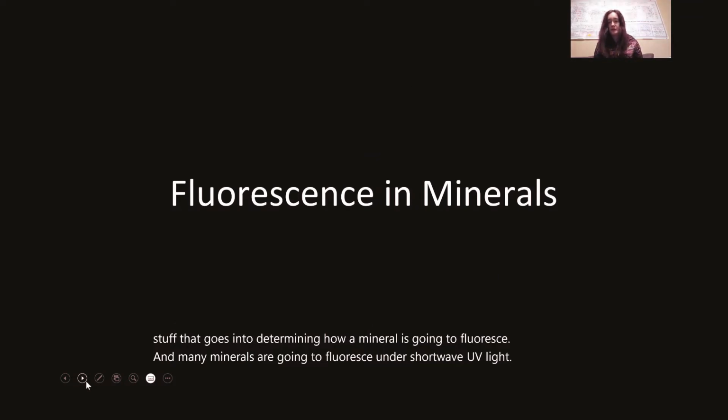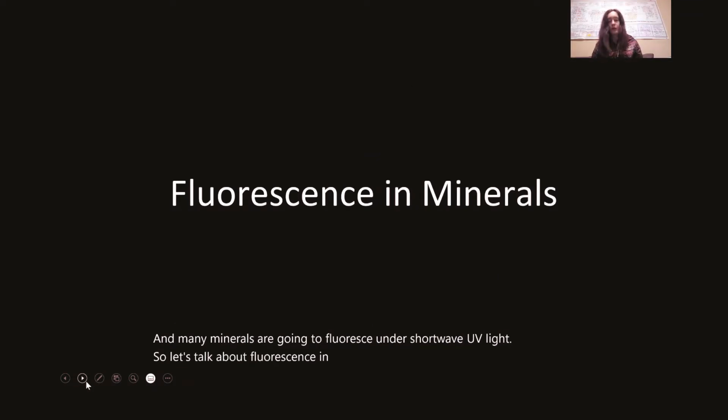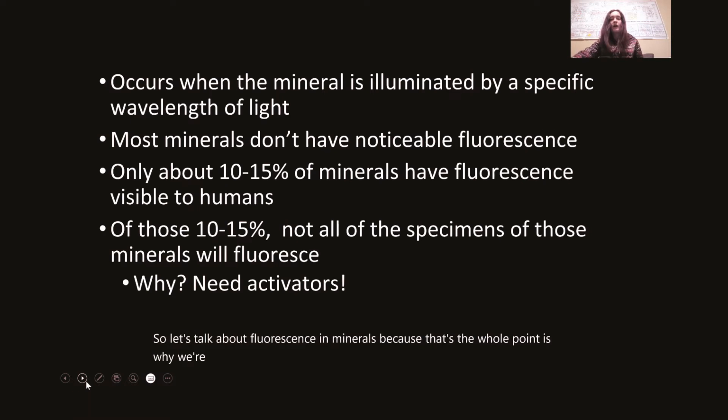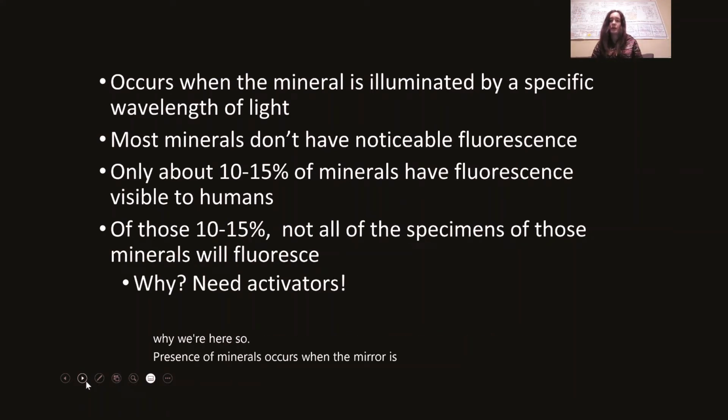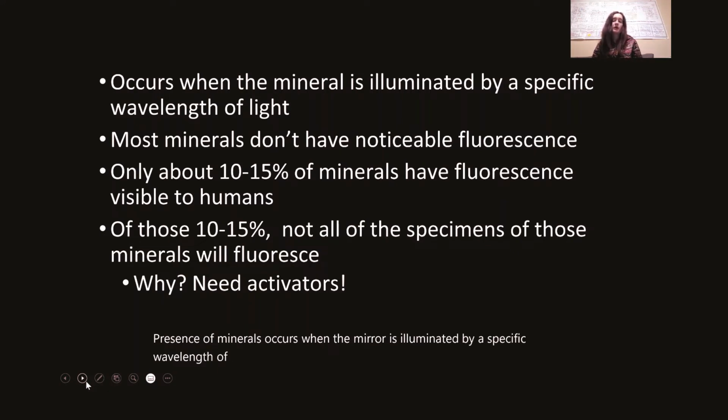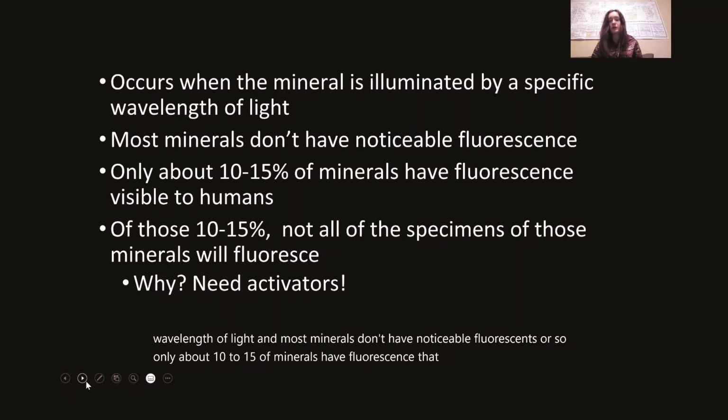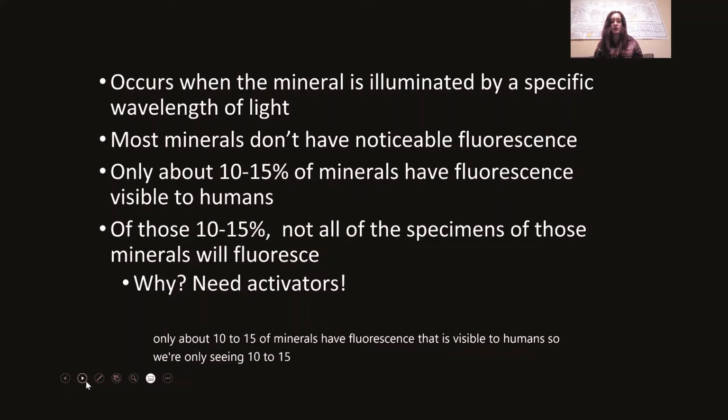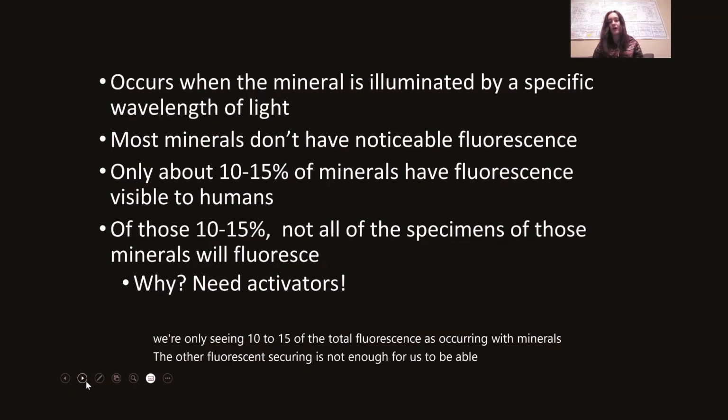So let's talk about fluorescence in minerals, because that's the whole point. That's why we're here. Fluorescence in minerals occurs when the mineral is illuminated by a specific wavelength of light, and most minerals don't have noticeable fluorescence. Only about 10 to 15% of minerals have fluorescence that is visible to humans. So we're only seeing 10 to 15% of the total fluorescence that is occurring with minerals. The other fluorescence that's occurring is not enough for us to be able to pick it up with our eyes.